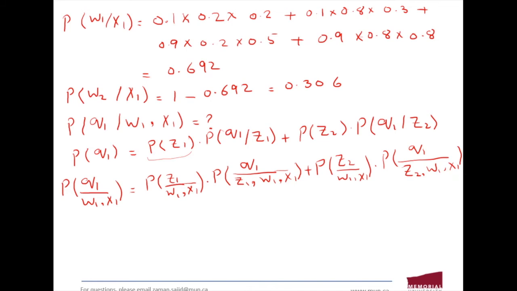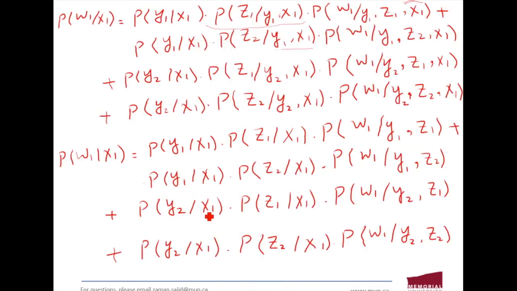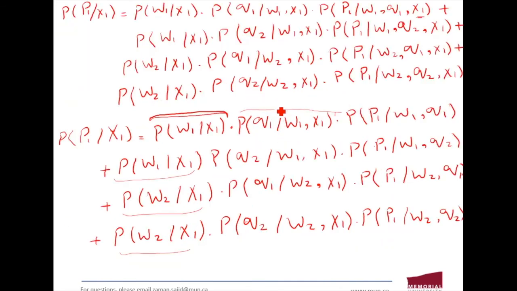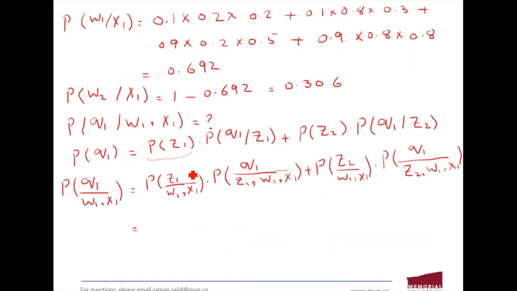Now I'm going to apply the Markovian condition here again. So when we look at the network here, Z is supposed to have a relationship with W1 and X1. When we go on the network, we see that only X is the immediate parent of Z. So we can ignore the W out of this. So this relationship we can simplify as the probability of Z1 given that, according to the Markovian conditions, I can write it down as X1.